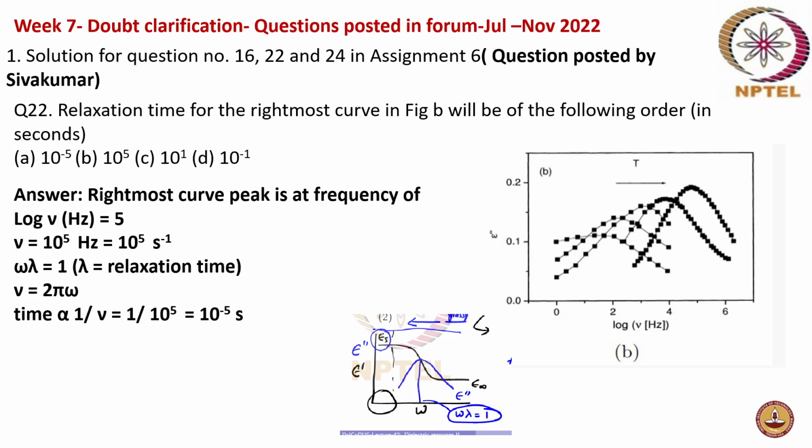So if your nu is of the order of 10 power 5 second inverse, then your relaxation time will be the inverse of it. It will be 1 by nu, that is 1 by 10 power 5, which is equal to 10 power minus 5 seconds. So the relaxation time will be of the order of 10 power minus 5 seconds.